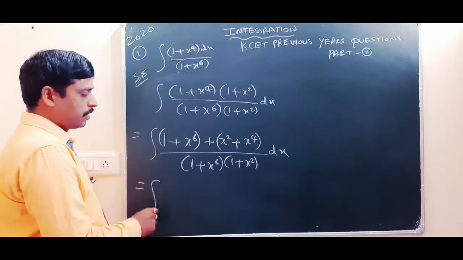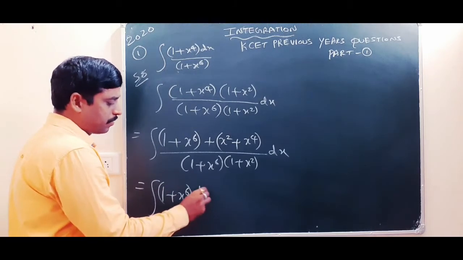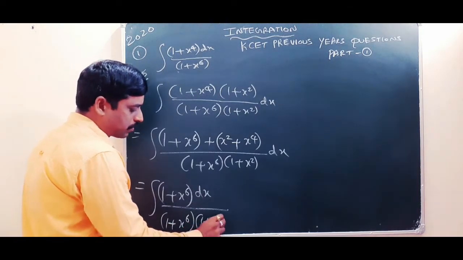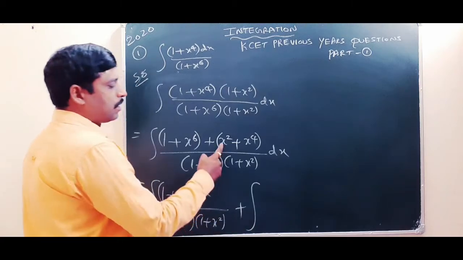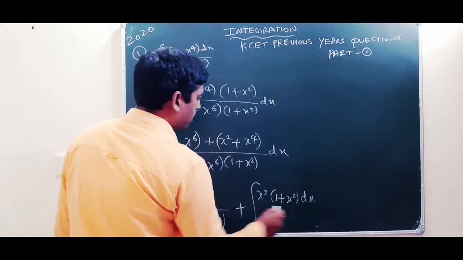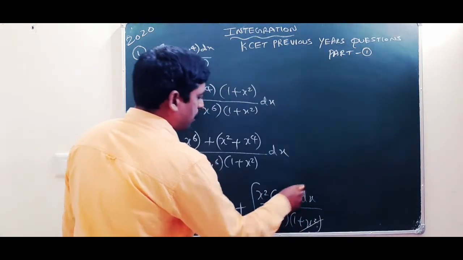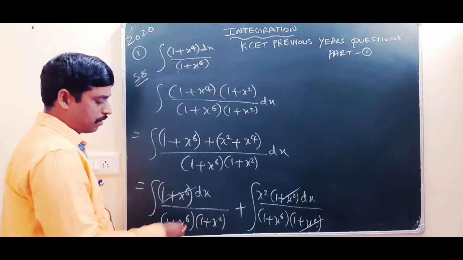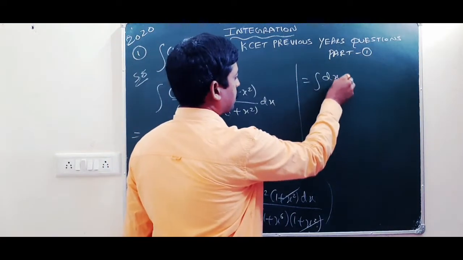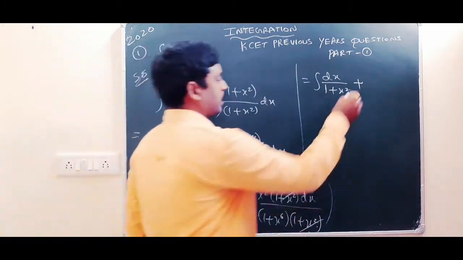By using individual division, the numerator 1 plus x to the power 6 over the denominator 1 plus x to the power 6 into 1 plus x square, dx, plus the integral of x square common out, 1 plus x square, dx by the denominator 1 plus x to the power 6 into 1 plus x square. In this, 1 plus x square gets cancelled, and 1 plus x to the power 6 also. Now the integral of dx by 1 plus x square plus x square dx by 1 plus x to the power 6.